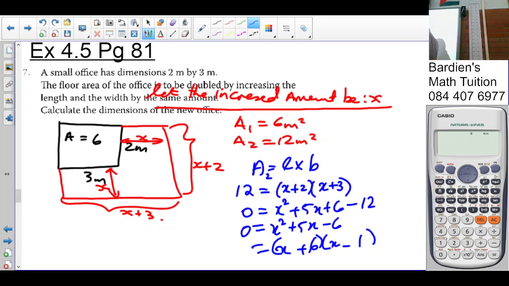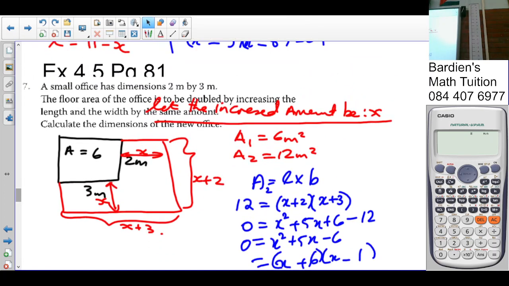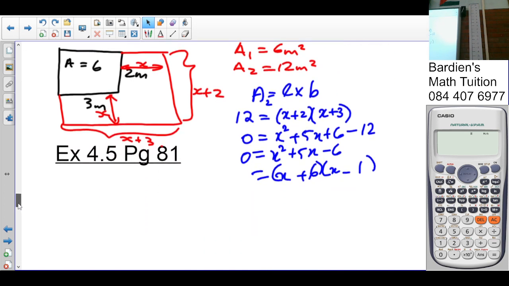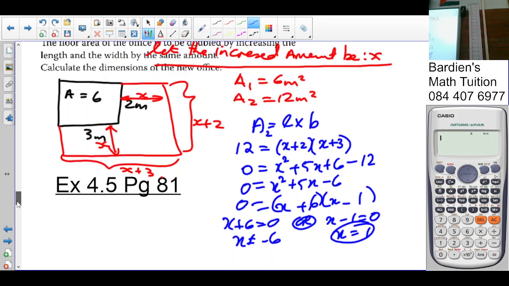So which means to say now, what do you say now? X plus 6 is equal to 0. So x equal to negative 6. Can the length be increased by a negative value? No, so not that one. Or x minus 1 is equal to 0. So x is equal to. So what was the increased length? 1. Okay. But what was the question?